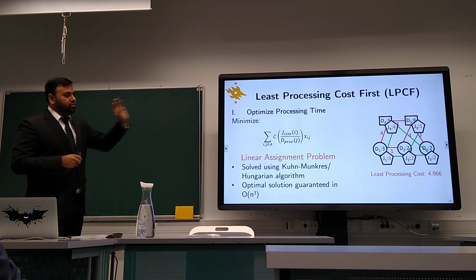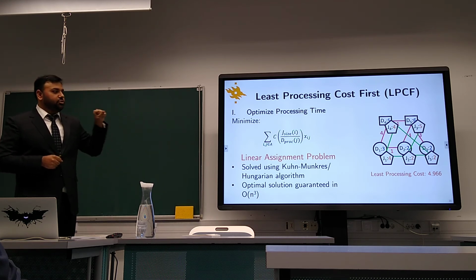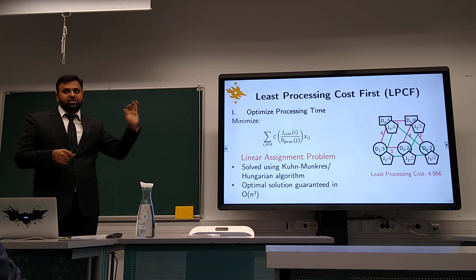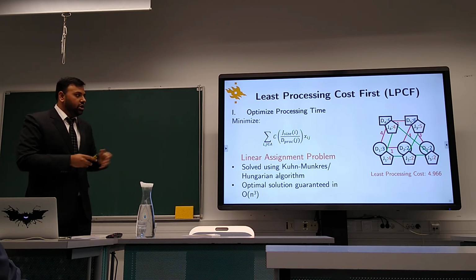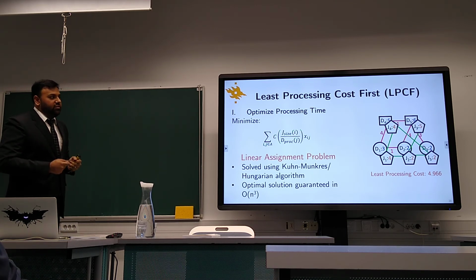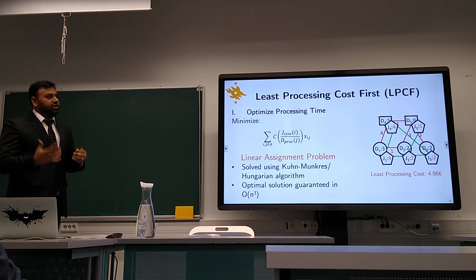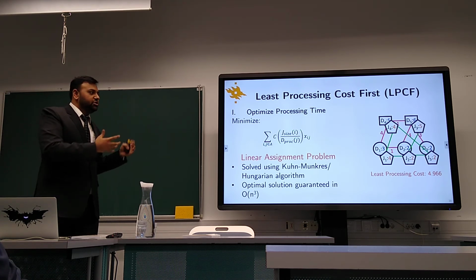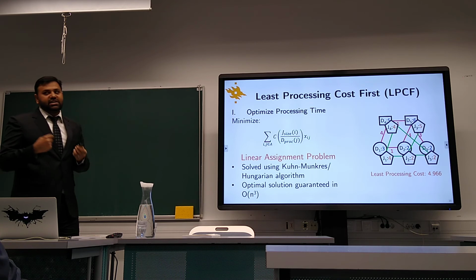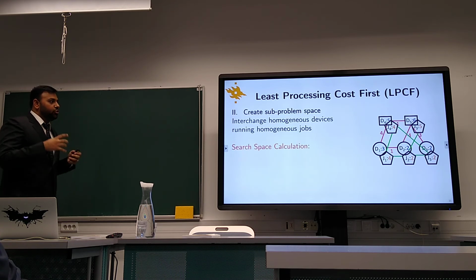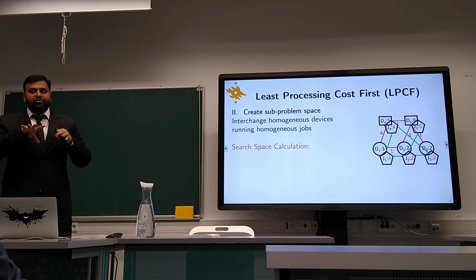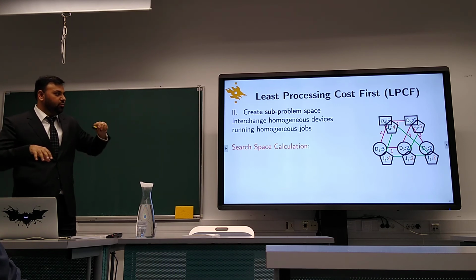But the problem now is, if you look at the deployment, it finds the least processing cost, but we have no idea whether this deployment has the least networking cost because we have not calculated that. And we have no option to calculate it because we have no other options to look into. So that's what we're doing in the second step of LPCF. We're generating options, generating other deployments from this initial deployment.